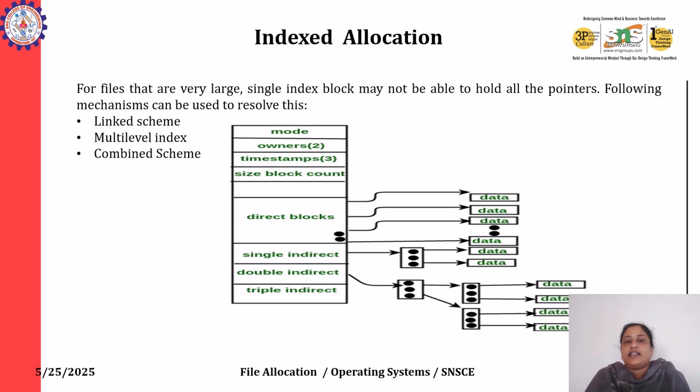The last resolution to this problem is the combined scheme. In this scheme, a special information node, the inode, contains all the information about the file, such as name, size, authority, etc. The remaining space is occupied by the inode, which will contain the actual file. Here you have two types: one is the direct block type and the other is the indirect block type.